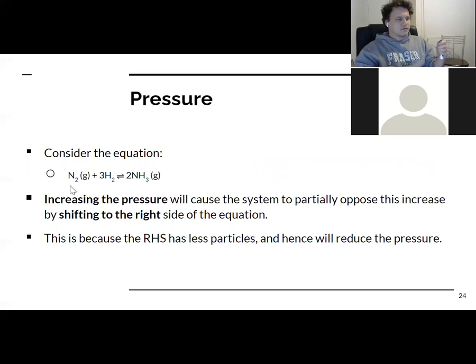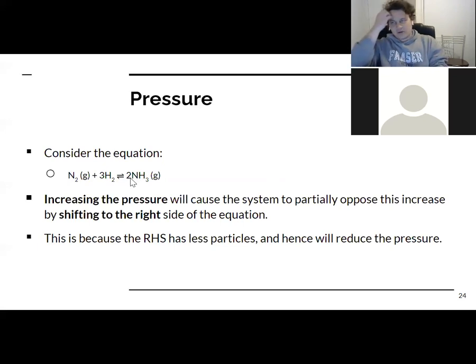So, we know that pressure is caused by gases bouncing off the side of a container. That's why when you put things under pressure, they bulge at the sides. They are being bombarded. So the more gas particles you have, the higher the pressure. On this side, we have 4 molecules of gas. So 1, 2, 3, 4. On this side, we only have 2.